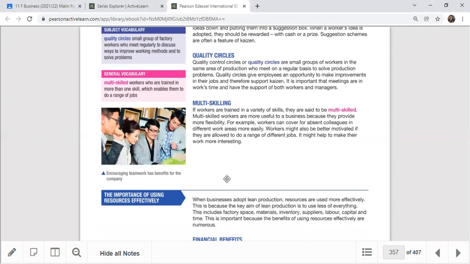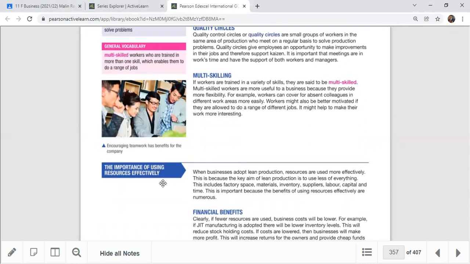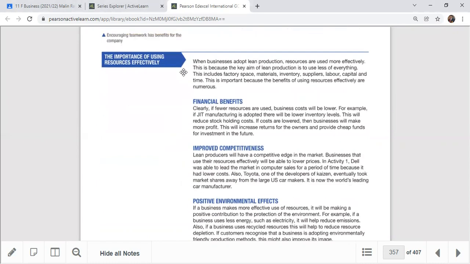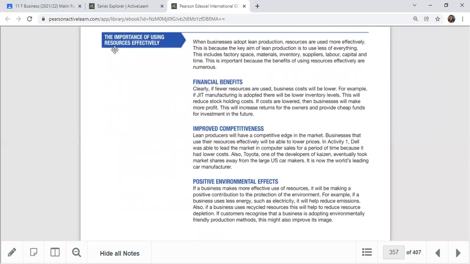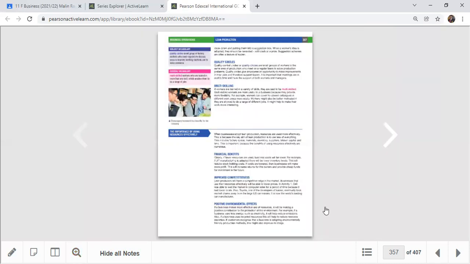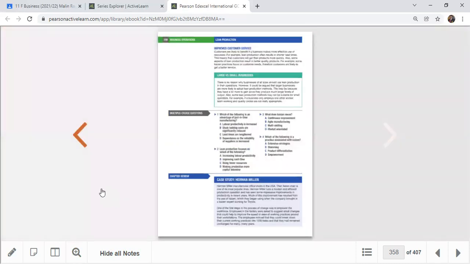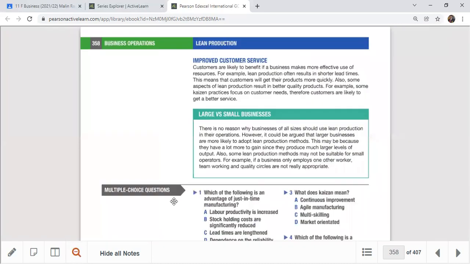Right, now we're going to the last topic of lean production, the importance of using resources effectively. There are certain benefits you can see, financial benefits are there, right? Because lean production talks about the importance of using resources effectively. Benefits: financial benefits are there, competitiveness improvement is there, positive environmental effects are there, right? As a result of this, finally there is also improvement of customer service, right? We can summarize like this.